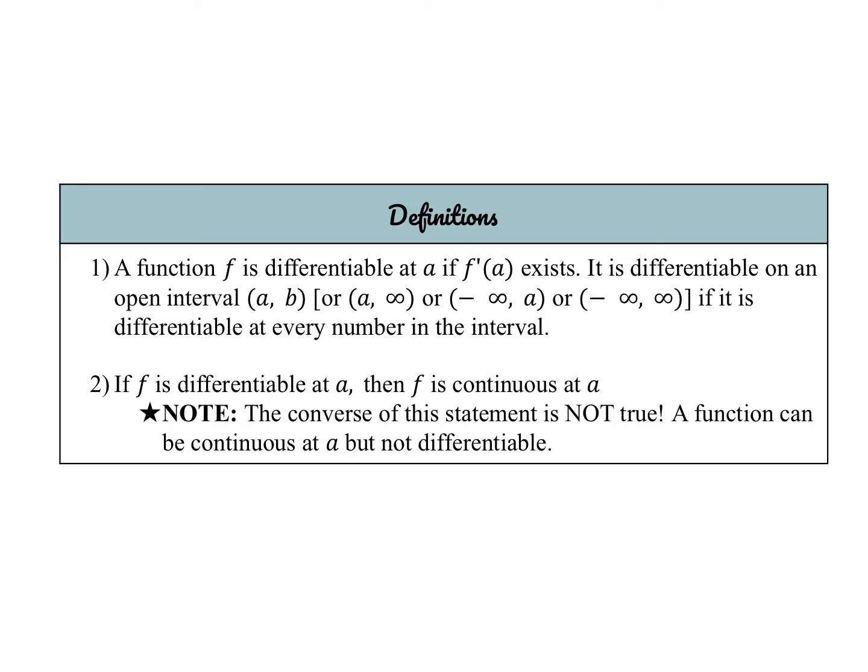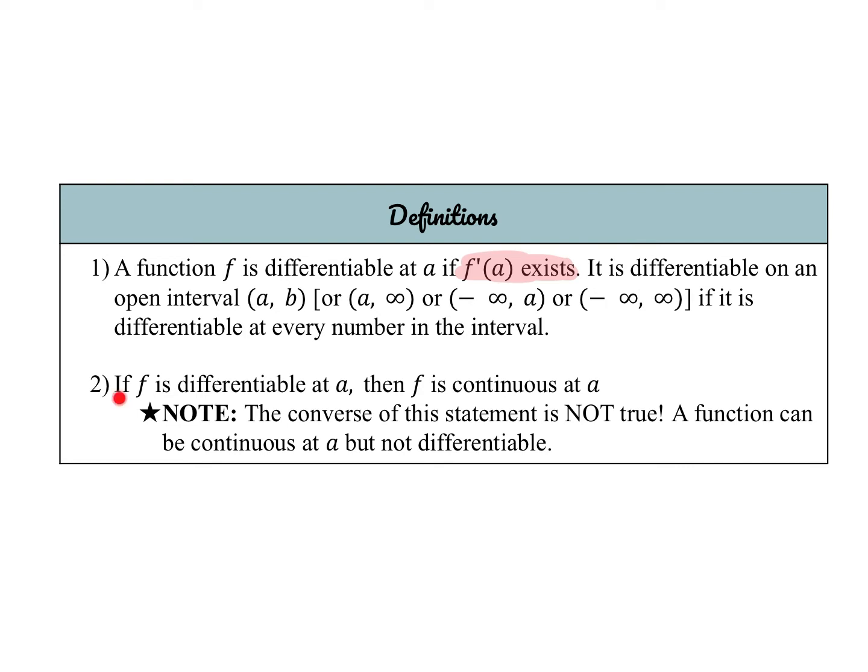All right, so next let's look at a couple definitions we'll be working with today. First, a function f is differentiable at a if f prime of a exists. So if the derivative exists at x equals a, it's differentiable at a. So this next part's pretty intuitive. It is differentiable on an open interval a to b, or different intervals listed here, if it is differentiable at every number in the interval. So if we say a function is differentiable over an interval, it means that everything in between is differentiable.